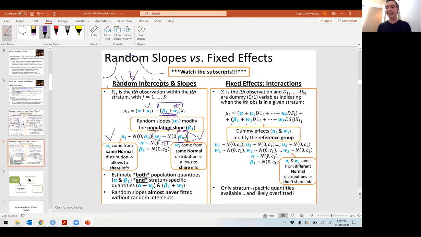But as before, even if you assign the same prior, the actual parameters don't come from the same distribution. They come from S different distributions and they don't share information. And then you're leaving information on the table. The design effect will tell you by how much you are inflating uncertainty by not accounting for shared information, by not accounting for positive correlation among observations within the same stratum.